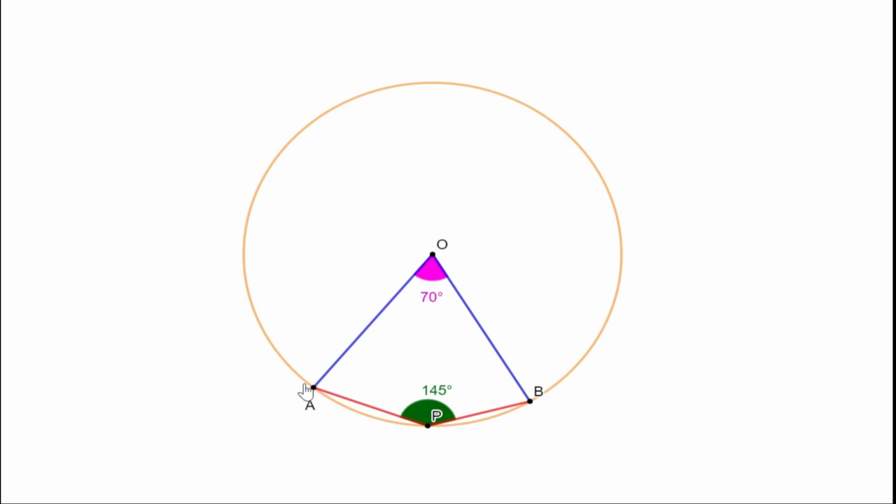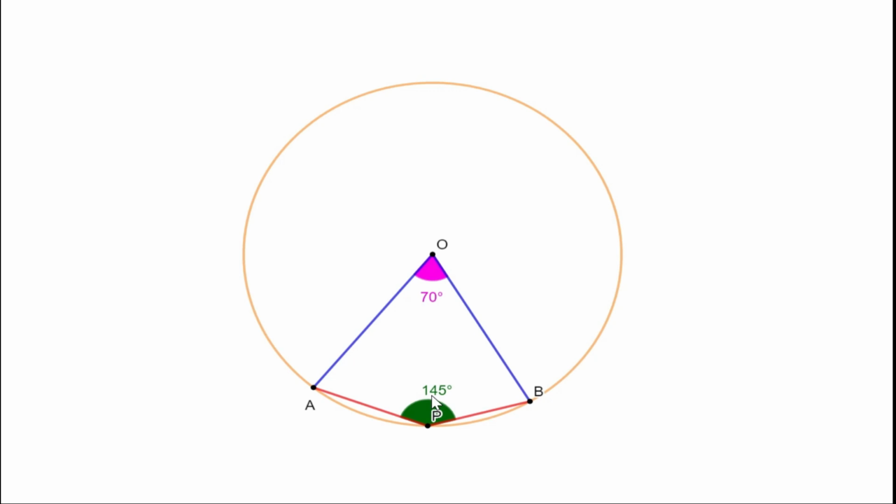Now, what is the central angle of large arc AB? We know sum of these two angles is 360. This is 70. Therefore, this angle is 360 minus 70, or 290. Now, this is half of 290.